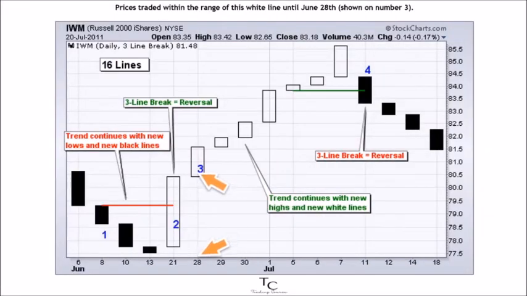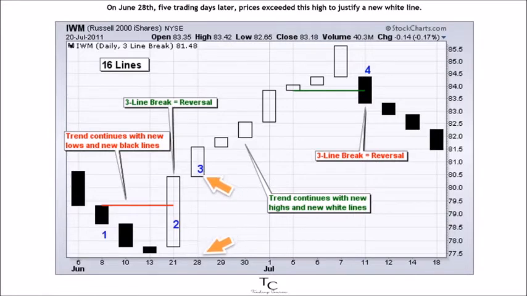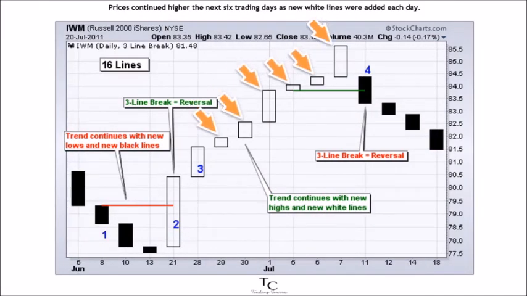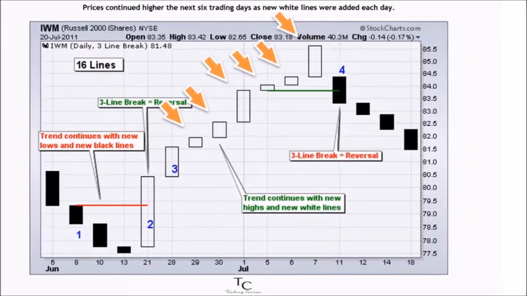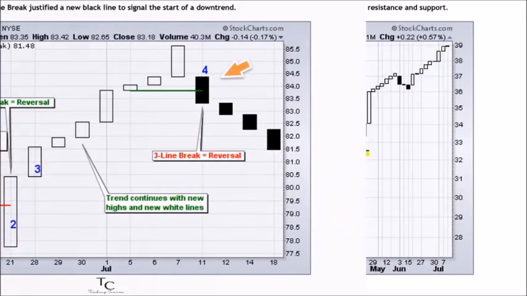Prices traded within the range of this white line until June 28, shown on number 3. On June 28, 5 trading days later, prices exceeded this high to justify a new white line. Prices continued higher the next 6 trading days as new white lines were added each day. The uptrend reversed when prices moved below the low of the prior 3 white lines, shown on number 4. This 3-line break justified a new black line to signal the start of a downtrend.